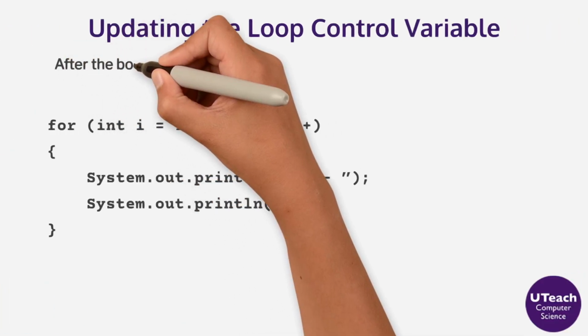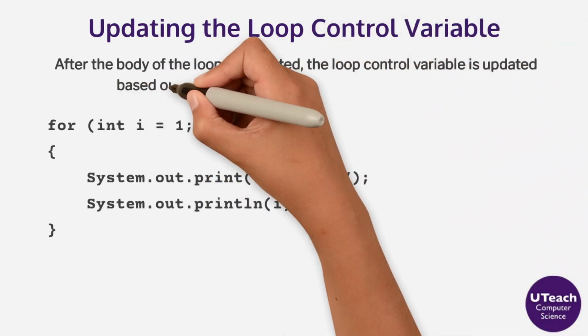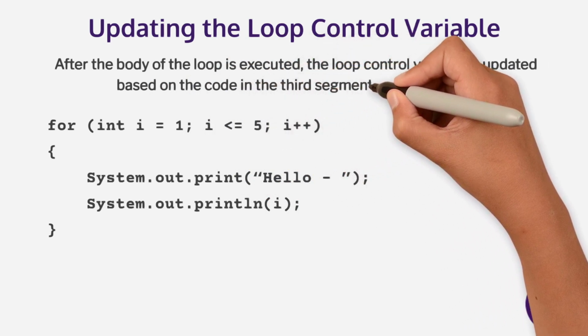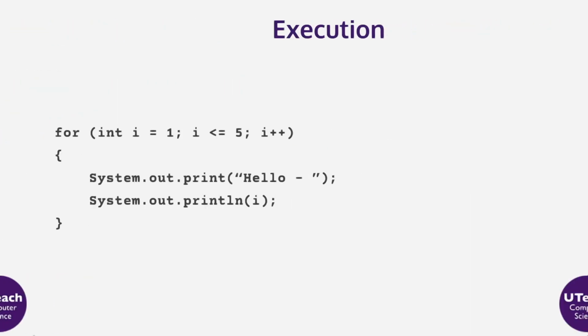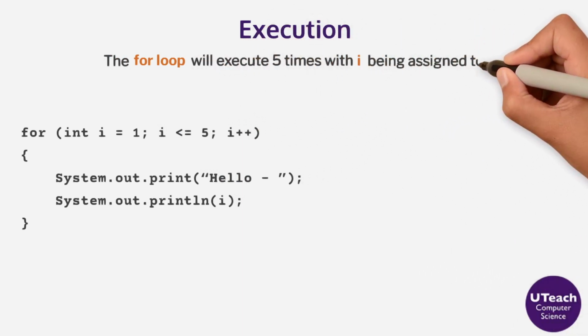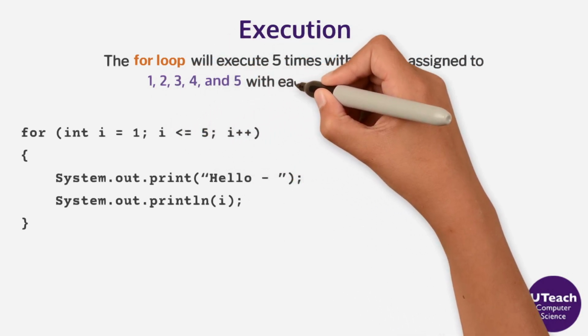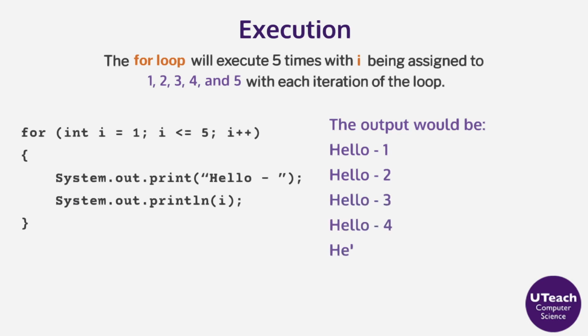After the body of the loop is executed, the loop control variable is updated based on the code in the third segment of the for loop. The variable i is incremented by 1 each time the loop runs. The for loop will execute 5 times, with i being assigned 1, 2, 3, 4, and 5, with each iteration of the loop. The output would be hello-1, hello-2, hello-3, hello-4, hello-5, all on separate lines.